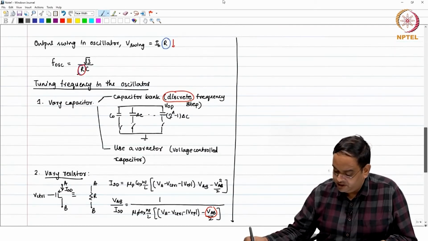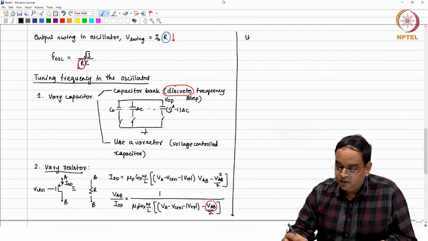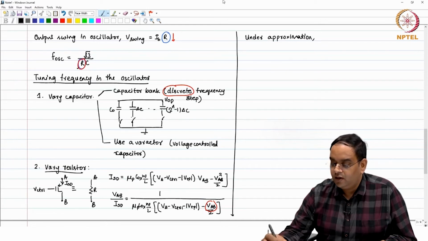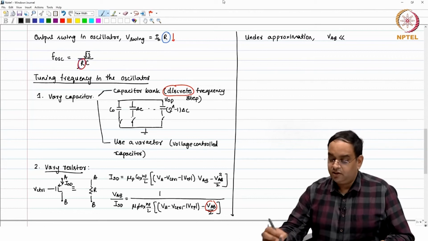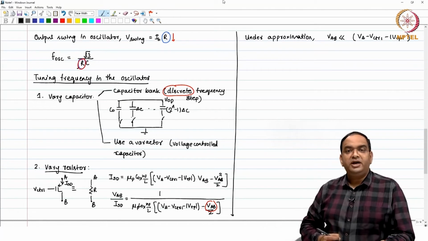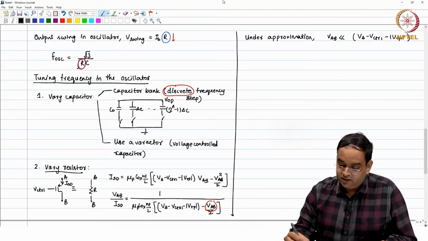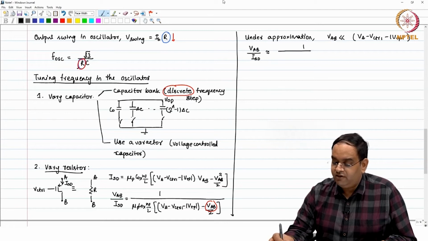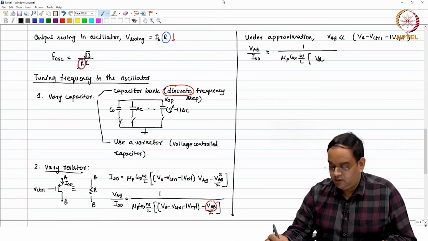So, under the approximation that VAB is much smaller than VA minus V control minus mod VTP, which is also the condition for the MOSFET to operate in linear region, we can say that VAB by ISD is approximately equal to 1 divided by mu p Cox W by L into VA minus V control minus mod VTP.